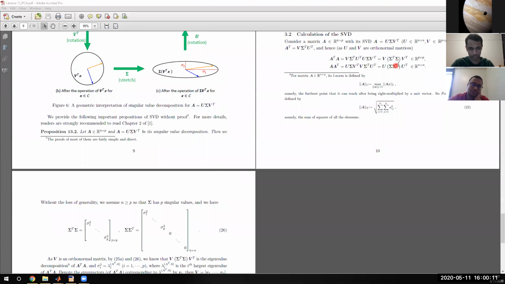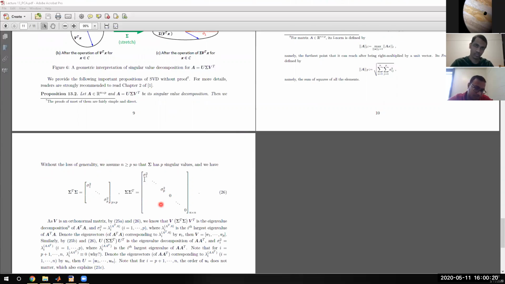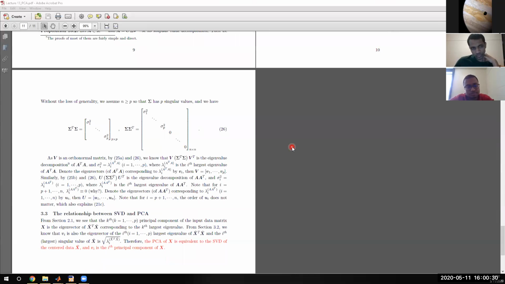Why? Because the eigenvalue decomposition will give you lambda, but we know that lambda 1 should be equal to sigma 1 squared, and lambda p should be equal to sigma p squared. And here, lambda 1 to lambda p are the same, but lambda p plus 1 till lambda n are 0. Again, I assume n is greater than or equal to p. See it? And hence what we have, okay, now I write a notation this way.